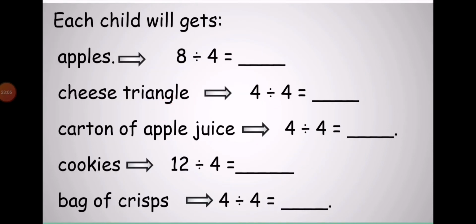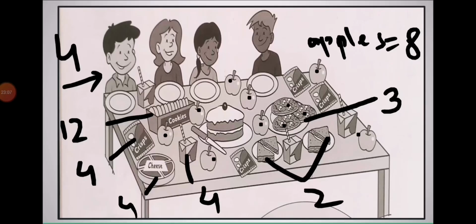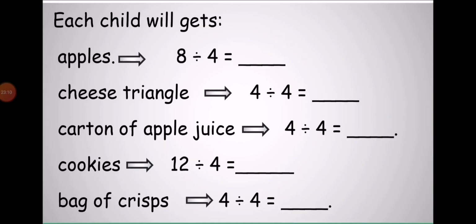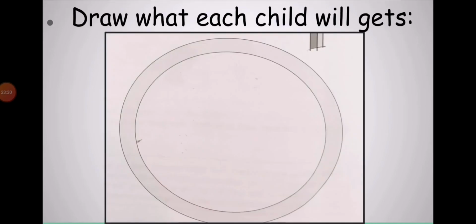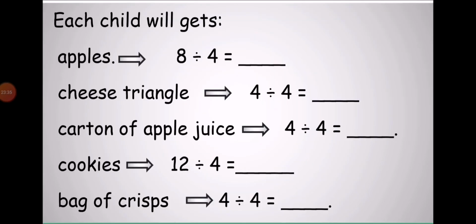Now, cheese triangle. We have counted the cheese triangle. Yes, there are 4 triangles of cheese. So 4, and the total number of children is 4. So we are dividing 4 into 4, 4 by 4. So again, what you will do, you are putting 4 into 4 equal groups. And for this you will read the 4 table. So read the table and get the answer. And after writing the answer, draw that object here in this plate, according to these answers.